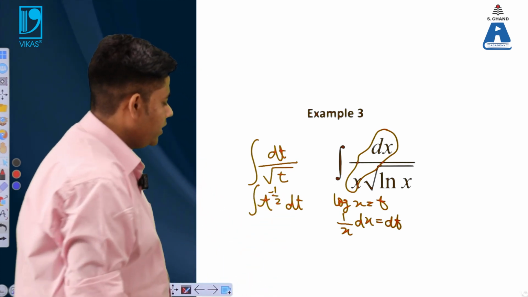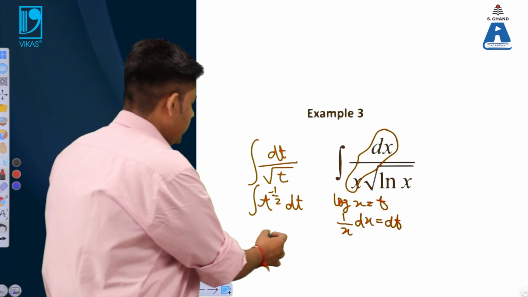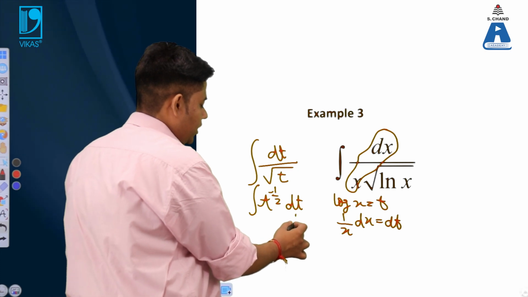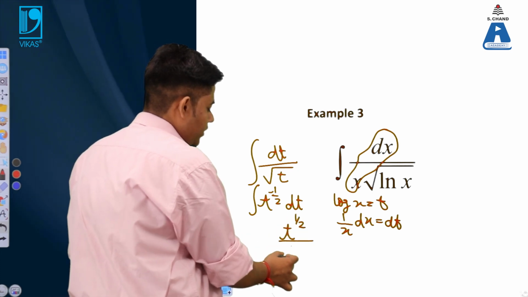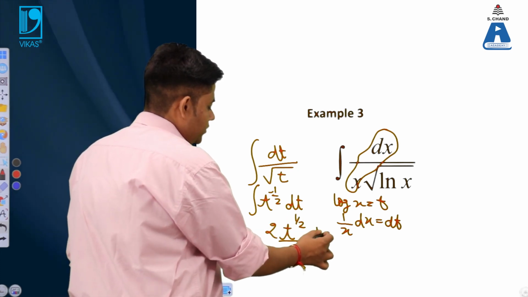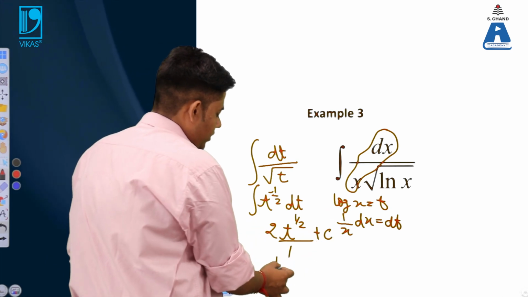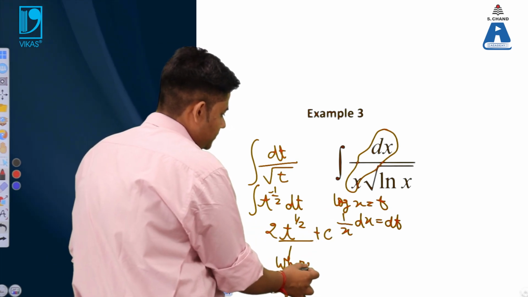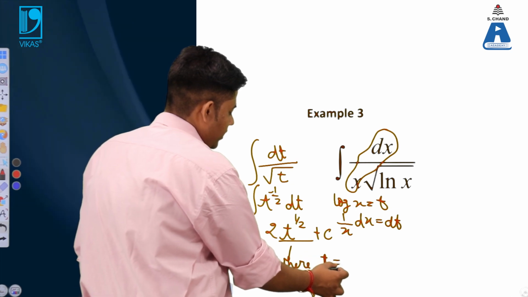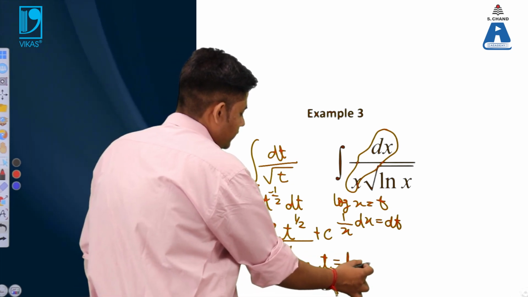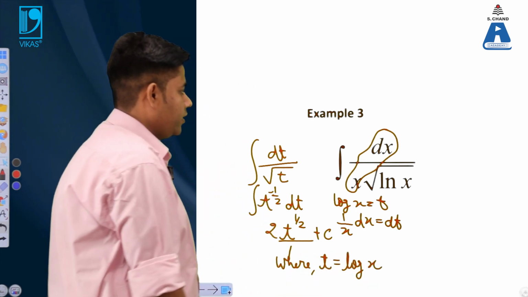So the integral of t raised to the power minus half dt would be t raised to the power minus half plus 1, that is t raised to the power half over half, plus c. Where t is equal to log x, you can write it in the final answer.